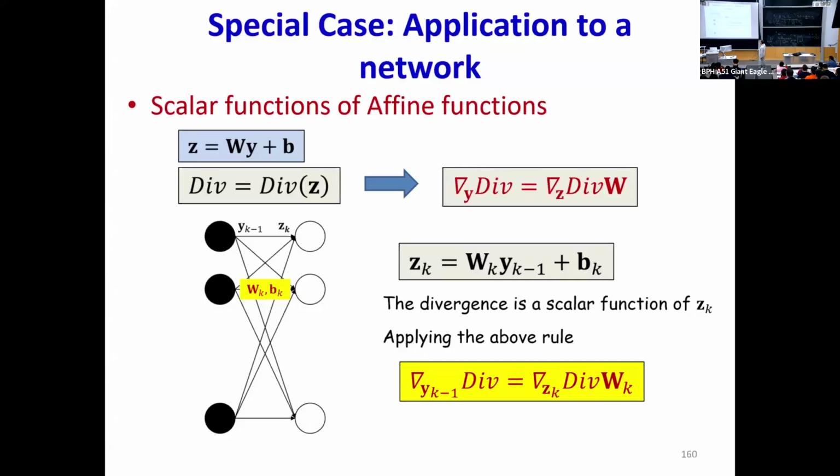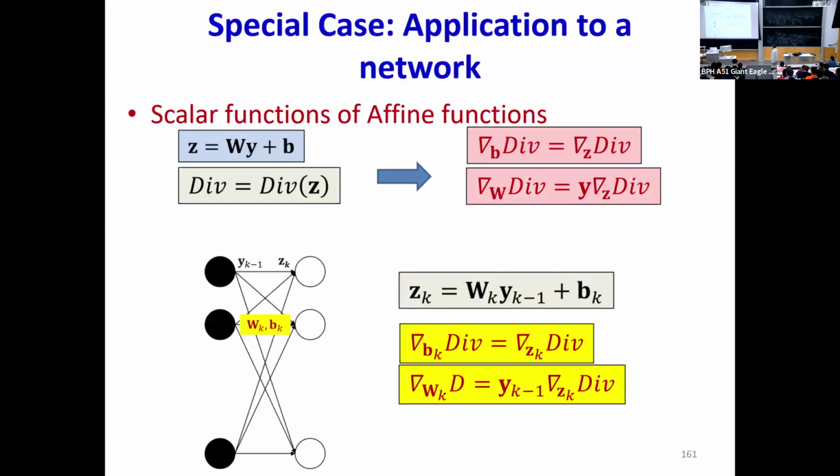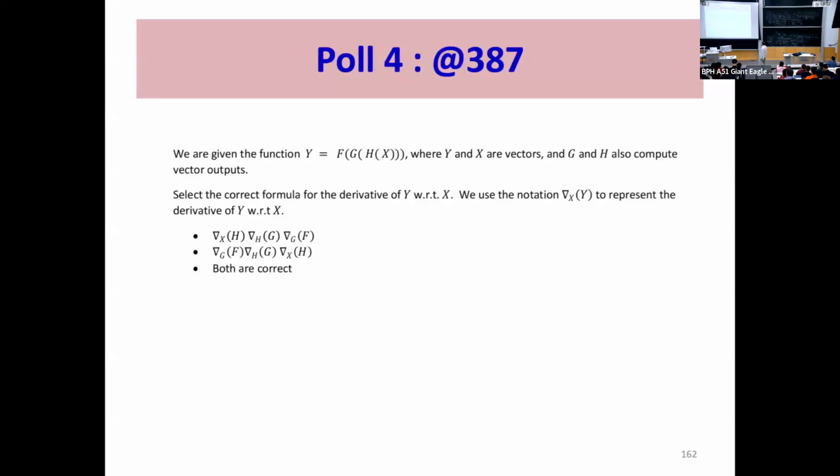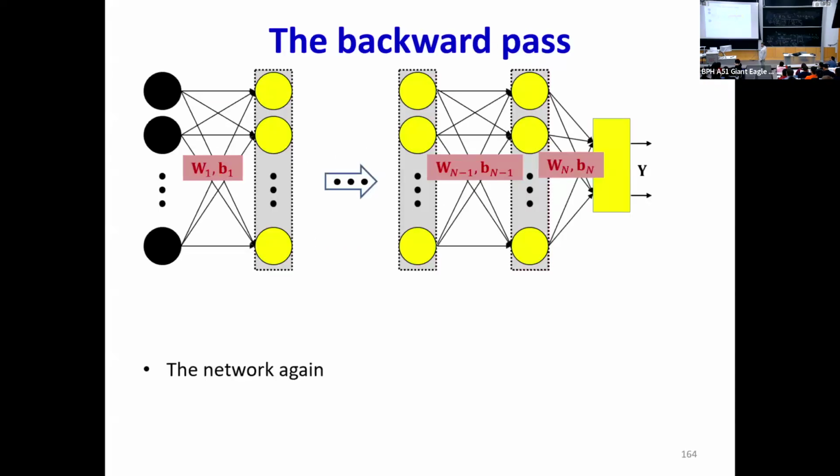So here is a typical layer of a network. Y is used to compute Z. Z is used to compute the next Y. Those Ys are eventually going to be used to compute the divergence. So here is, I'll skip this poll, okay? No time. Here is a complete neural network.